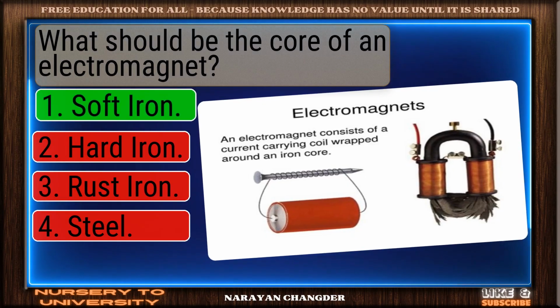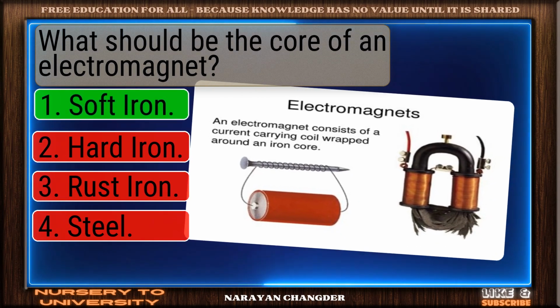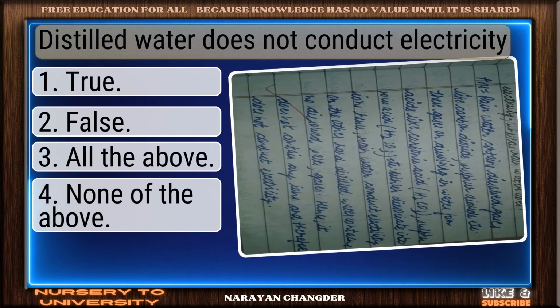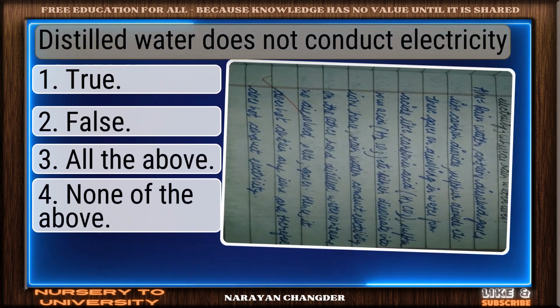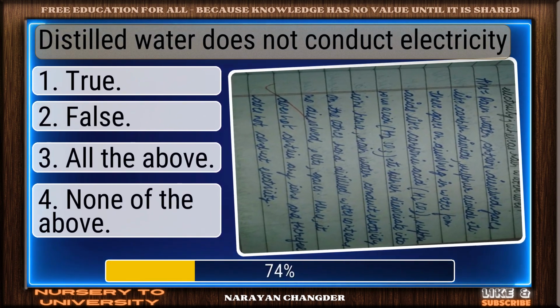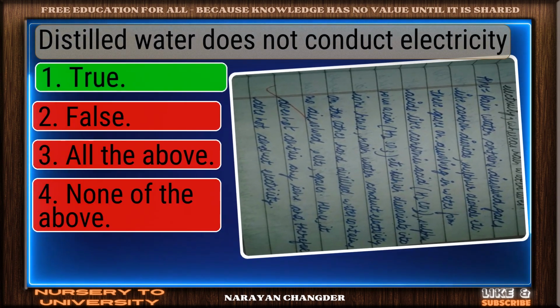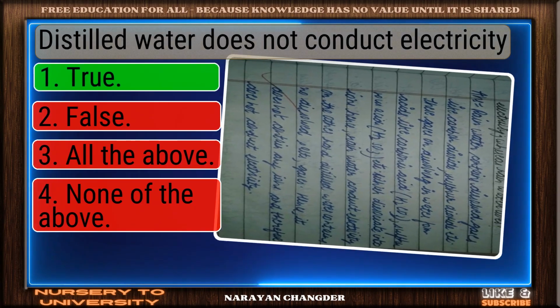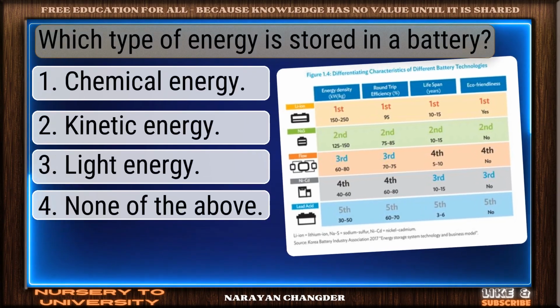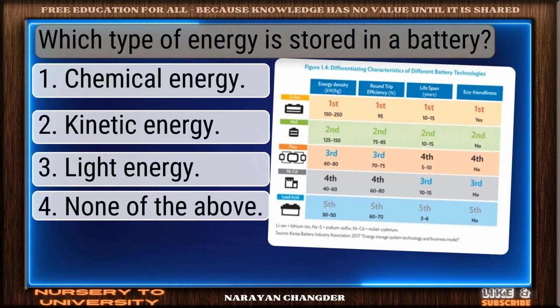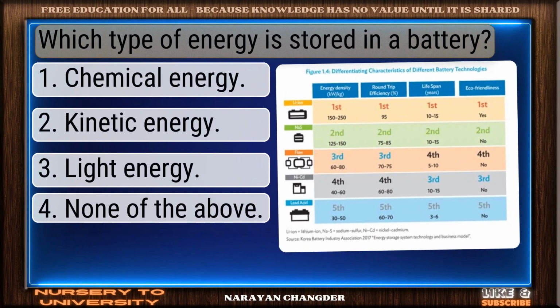Clear logic. Your choice soft iron is sound and 100% true. Question number 108. Distilled water does not conduct electricity. Excellent choice. True is the right answer. Question number 109. Which type of energy is stored in a battery?